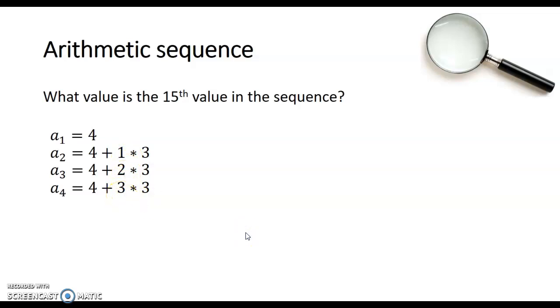So now you probably can come up with the logic: how do we get to the 15th one? So obviously 4 is the starting point, and now how many times do we add the number 3? Well, it's 1 less time than which value we're in. So 14 times we need to add the number 3. And this same approach will work in any arithmetic sequence.